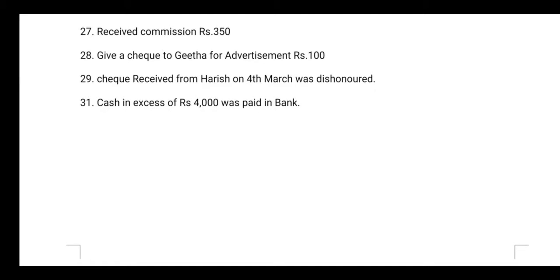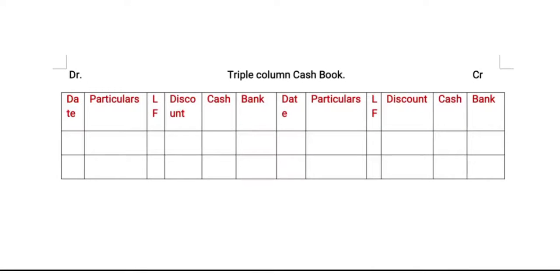Before we prepare the problem, we discuss the pro forma of the triple column cash book. It looks like a T shape. It has a debit side and a credit side. Every side has these columns: date, particulars, ledger folio, discount, cash, bank. The credit side has the same columns. Compared with the double column cash book, there is an extra bank column and discount column.